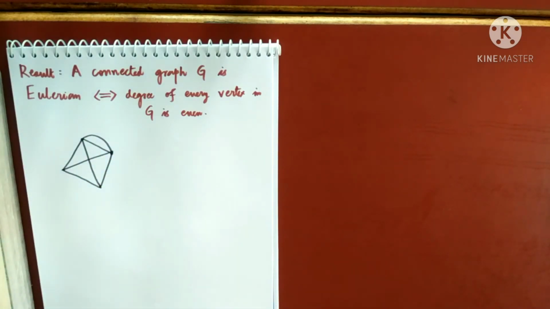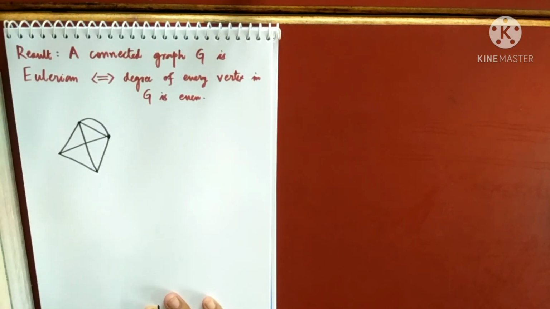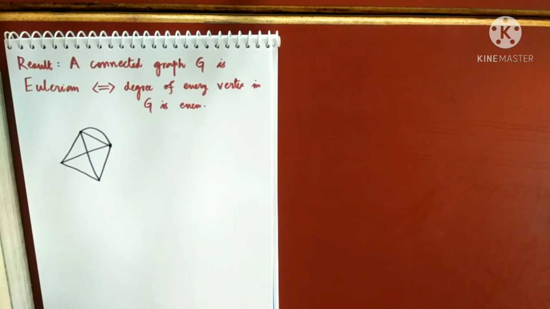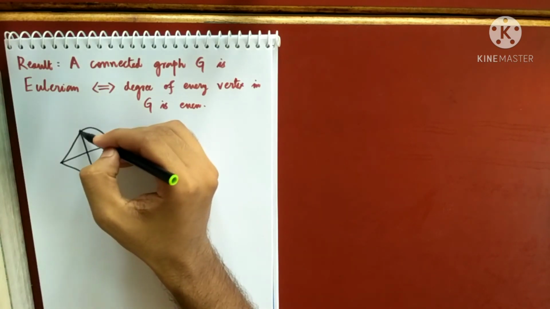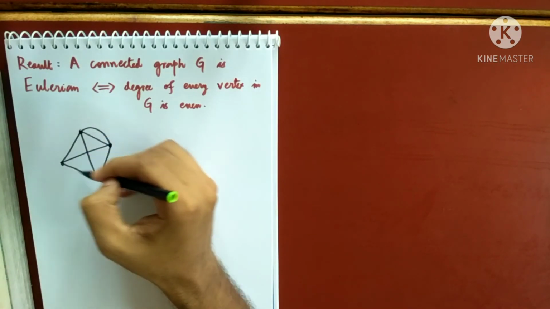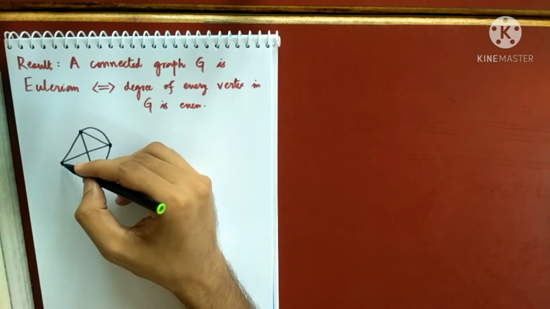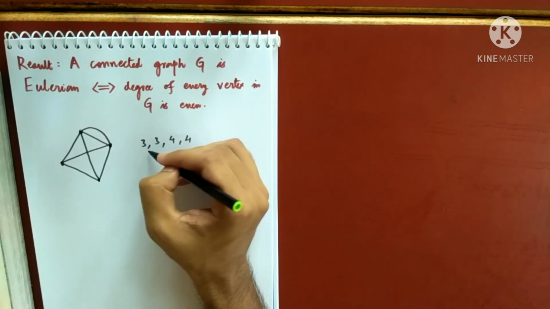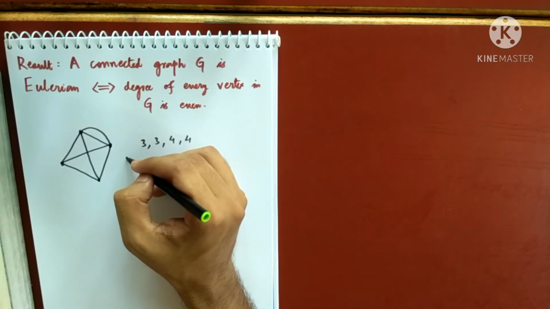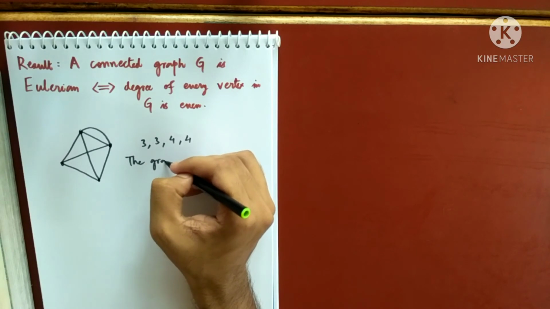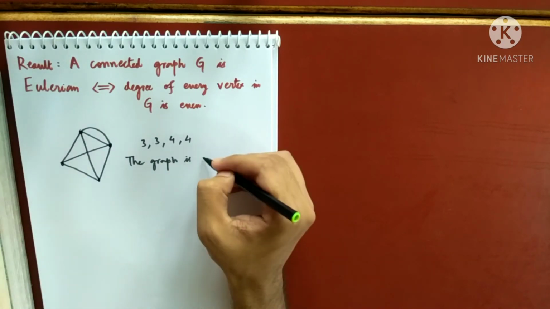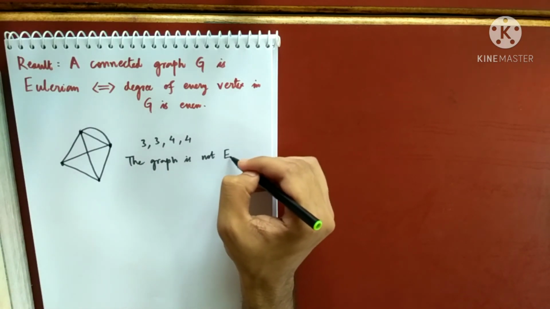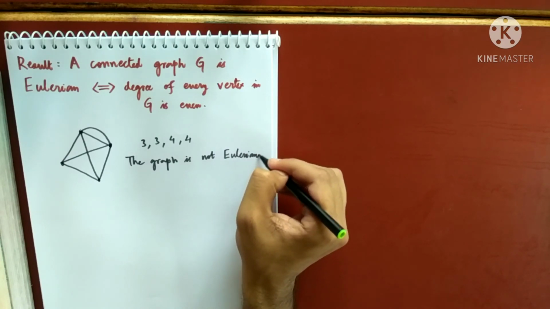Is this graph an Eulerian graph? There are 4 vertices. Just by looking at the graph, you can tell. The answer is no. Let's write down the degree sequence. The degree sequence is 3, 3, 4, 4. I can see odd degree vertices, so the graph is not Eulerian. Just by looking at the graph, you can now answer whether it is Eulerian or not.